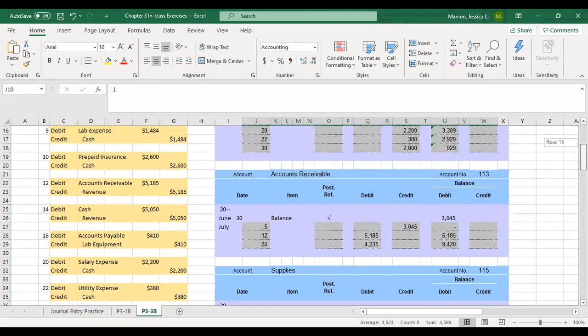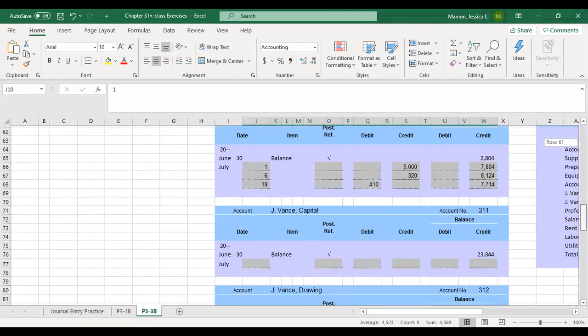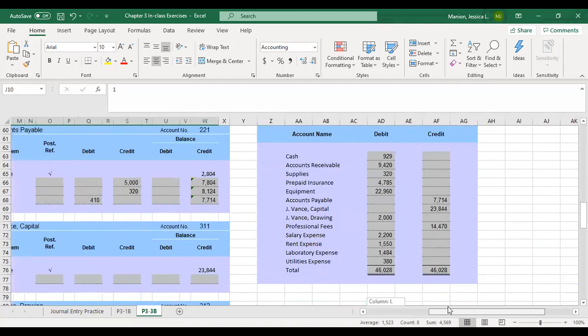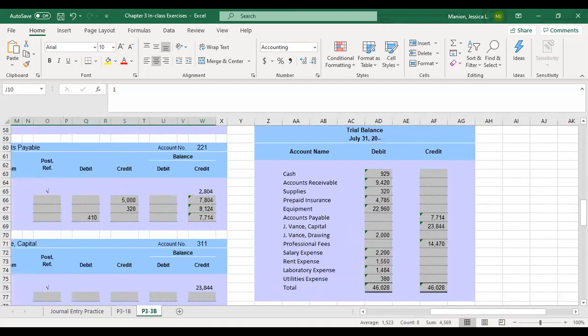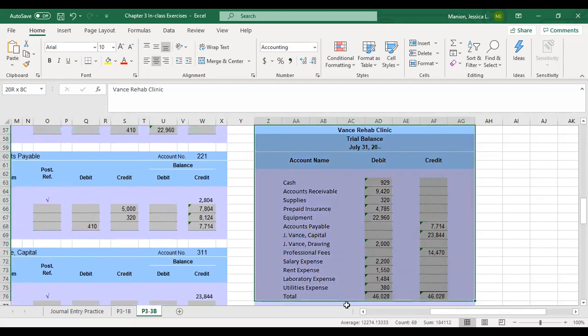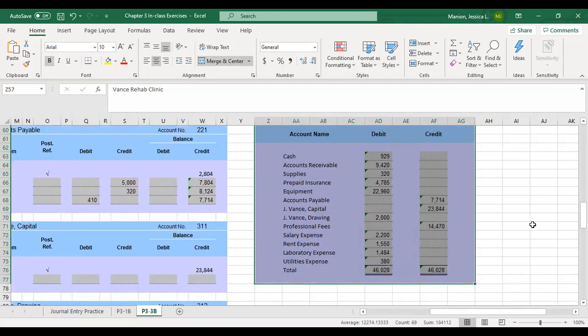And we have to do that for every journal entry. Once we have all the accounts updated, all the balances updated, step 4 of the accounting cycle is preparing this trial balance. So we did this together. In Chapter 3, we went through the first 4 steps of the accounting cycle.